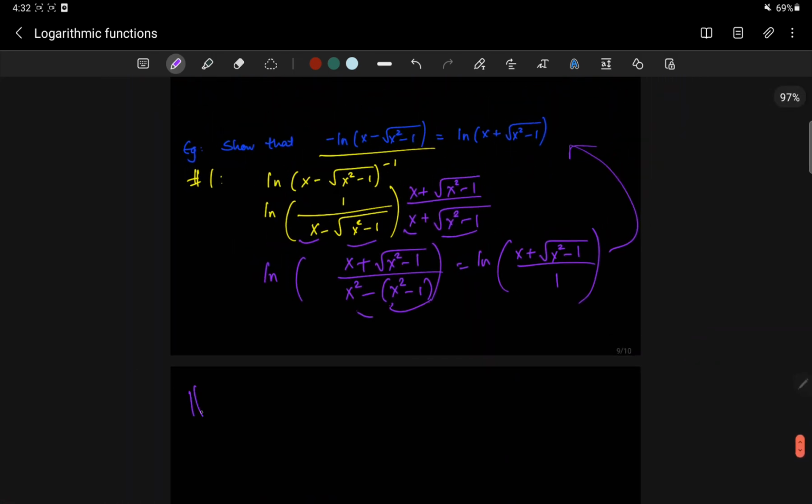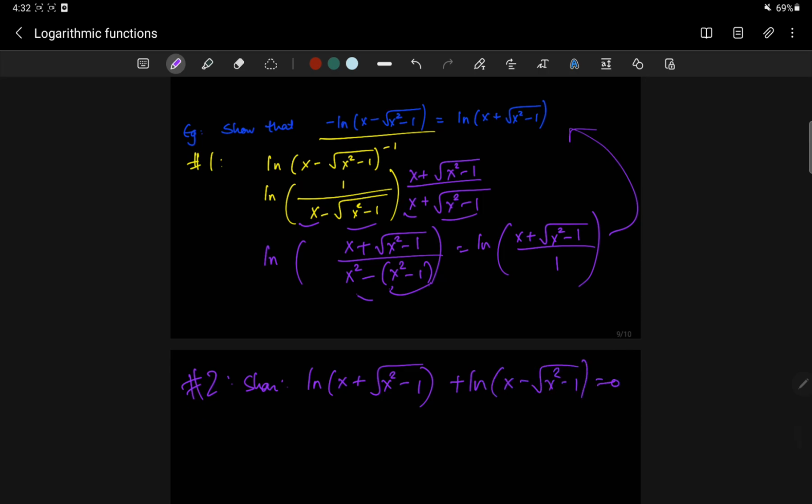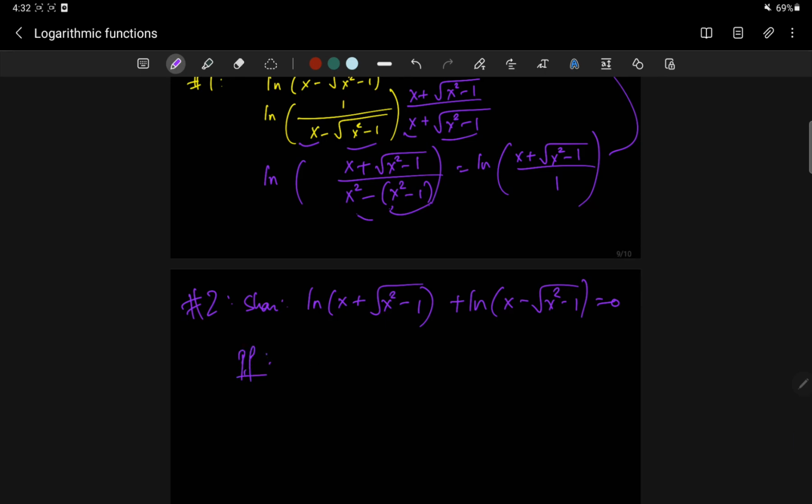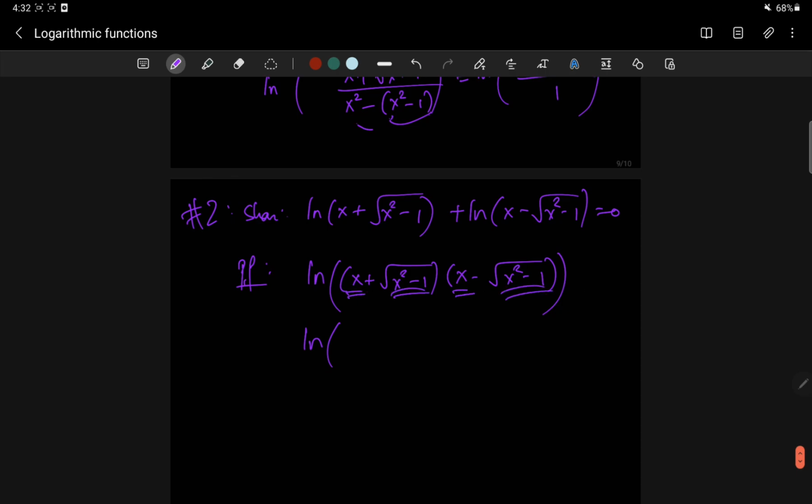Okay, while we are at it, I'll show you the alternate method. The alternate method is that let's add these together, right? So basically we reframe the question as show that this plus log of x minus square root of x squared minus 1 is 0, right? So for the proof, I use the log property and addition becomes multiplication. Since addition becomes multiplication, now these terms are a plus b and a minus b, so they become a squared minus b squared, which in turn becomes log of 1, which is 0. So that's another way to show the same thing.